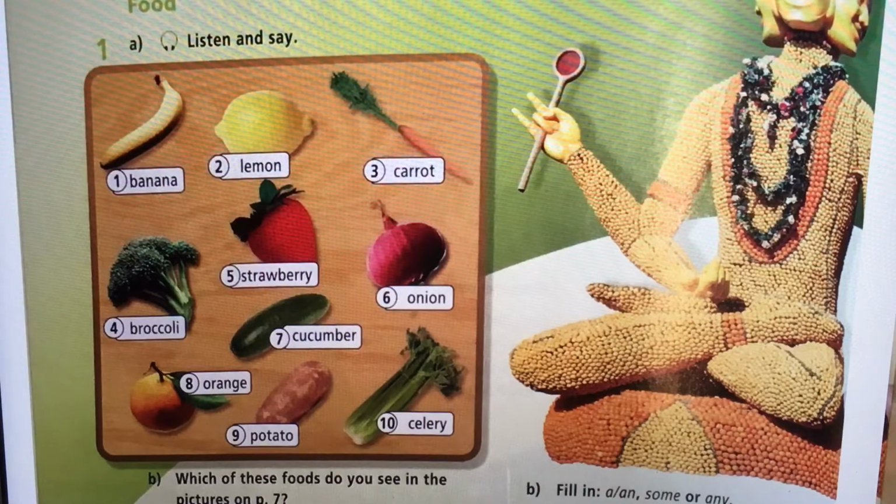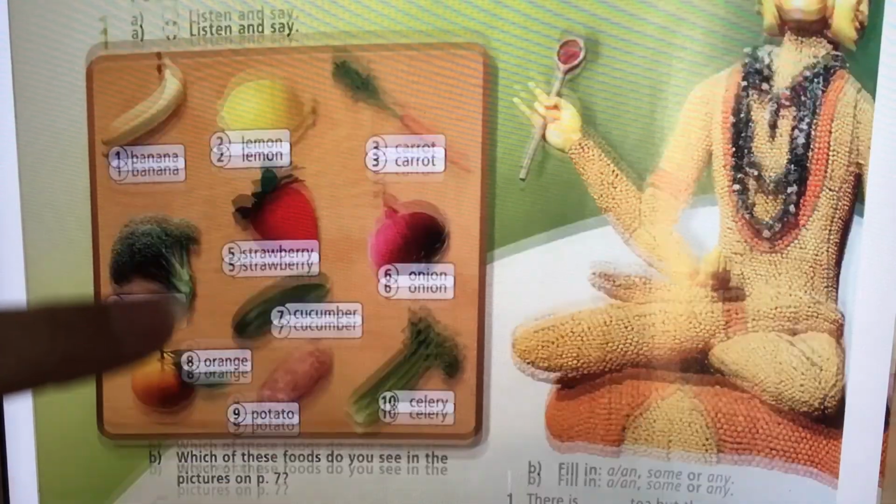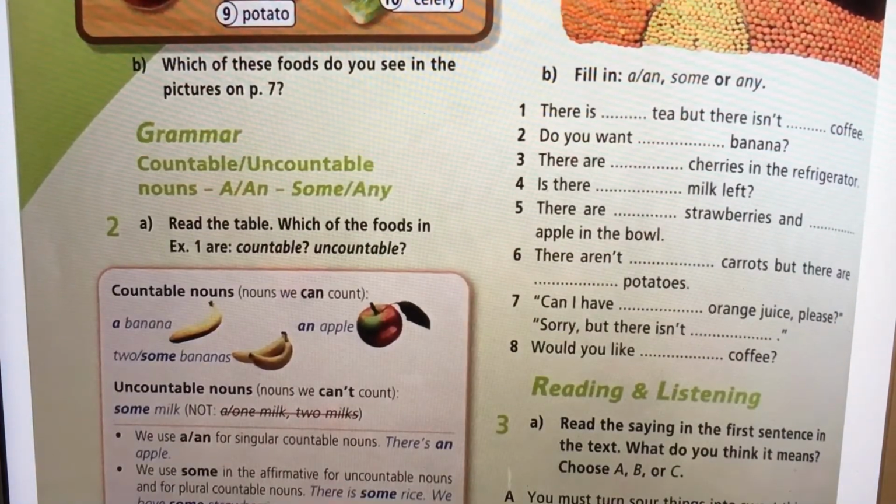Number 2, lemon. Number 3, carrot. Number 4, broccoli. Number 5, strawberry. Number 6, onion. Number 7, cucumber. Number 8, orange. Number 9, potato. Number 10, celery. And we have the first exercise here, that is B. Which of these foods do you see in the pictures on page number 7? You're going to do the exercise later.